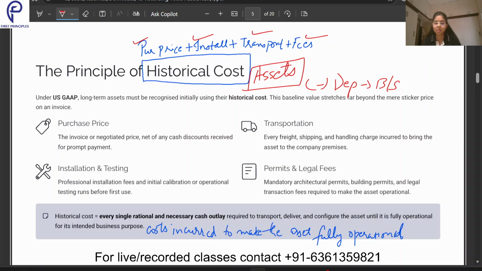Now, cost incurred, so basically what all do we include? Any cost incurred to make the asset fully operational. Cost incurred to make the asset fully operational, that is what is included.